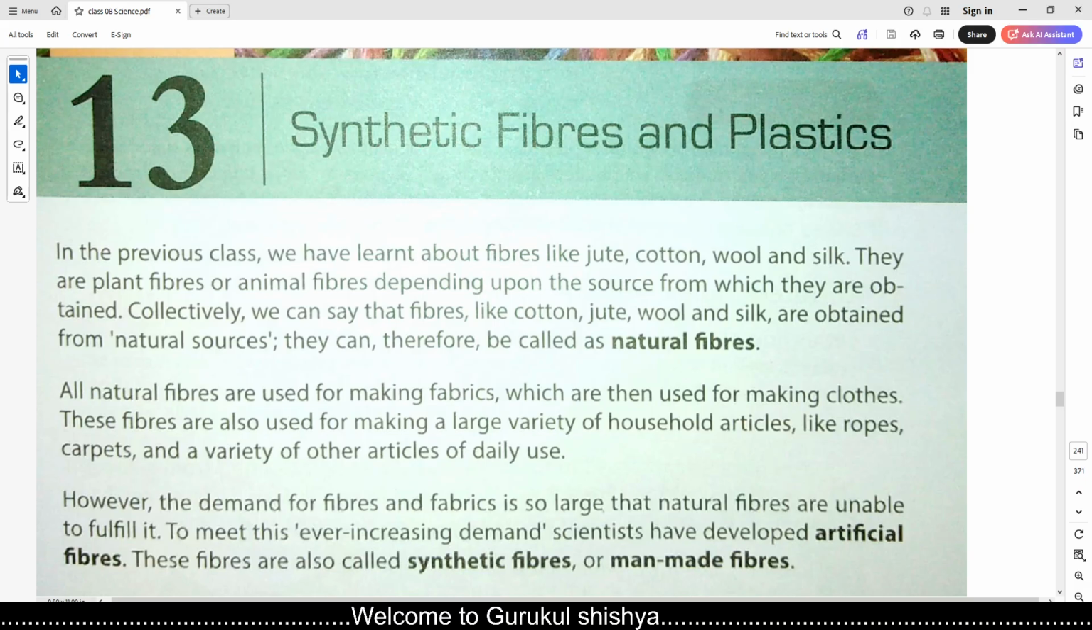All natural fibers are used for making fabrics, which are then used for making clothes. These fibers are also used for making a large variety of household articles like ropes, carpets, and a variety of other articles of daily use. However, the demand for fibers and fabrics is so large that natural fibers are unable to fulfill it. To meet this ever increasing demand, scientists have developed artificial fibers. These fibers are called synthetic fibers or man made fibers.